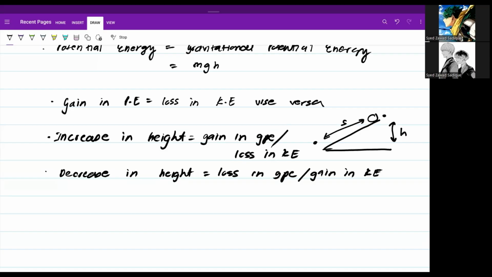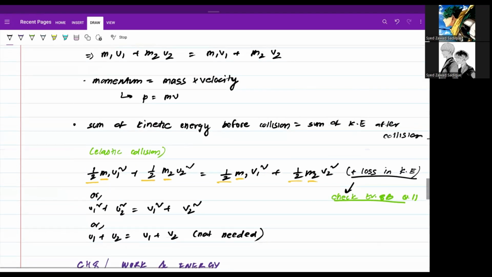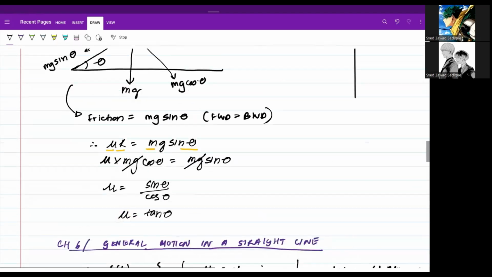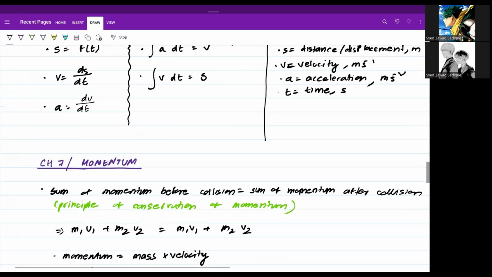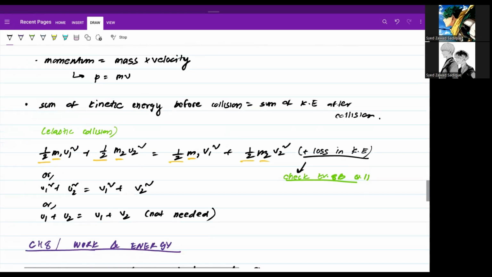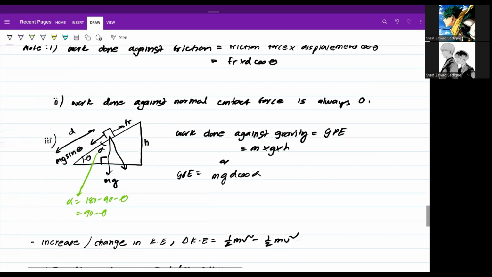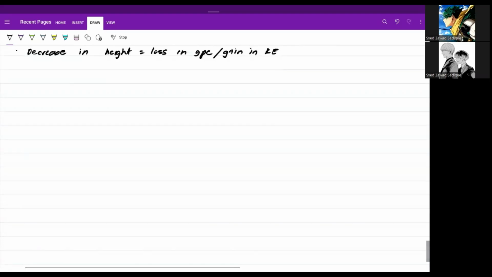I apologize if my writing is starting to become a little bad. It's mostly because I'm trying to make sure to finish this in time. But I think we have two more chapters left. Do we have time? Yeah, we're within time.